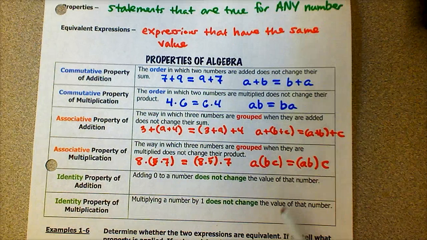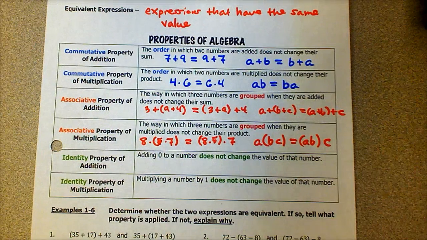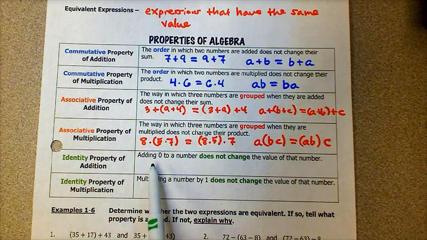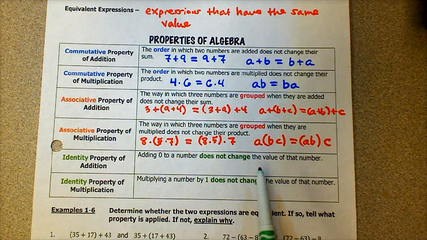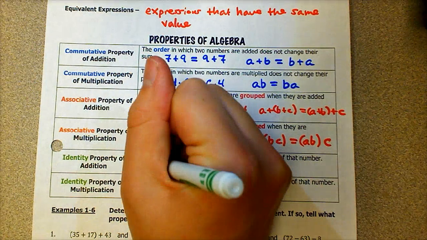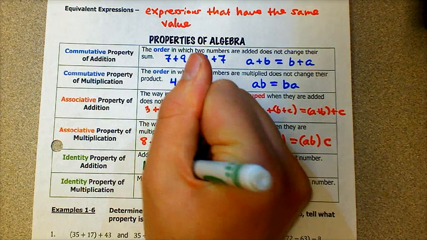The associative property has nothing to do with the order, but it does have to do with the grouping symbols. All right, the last properties we're going to talk about are the identity properties. There is an identity property of addition, which just says that adding 0 to a number does not change the value of that number. So for instance, 13 plus 0 is still 13.